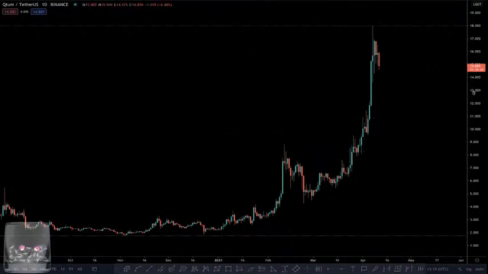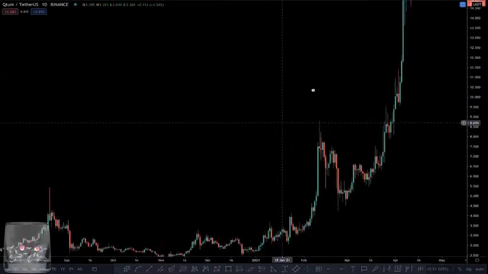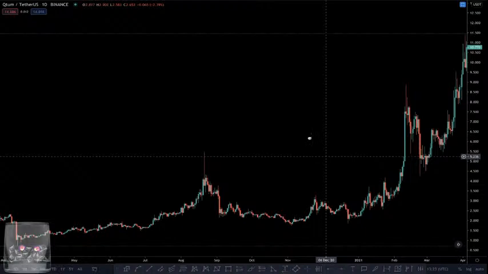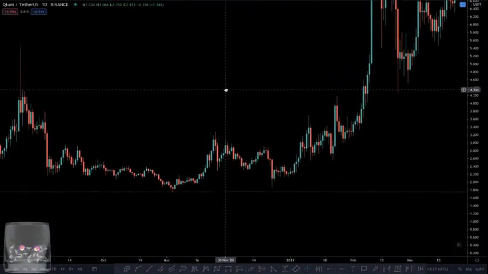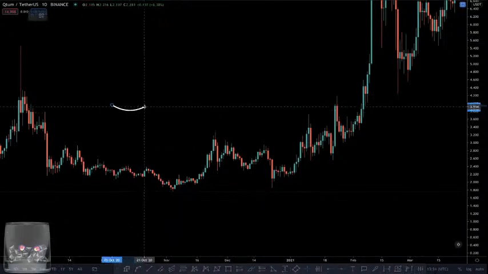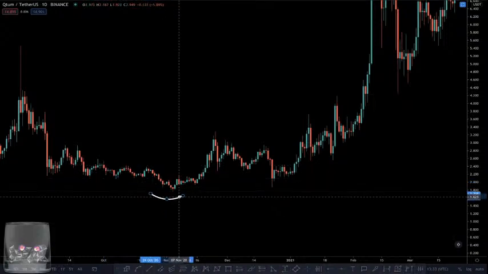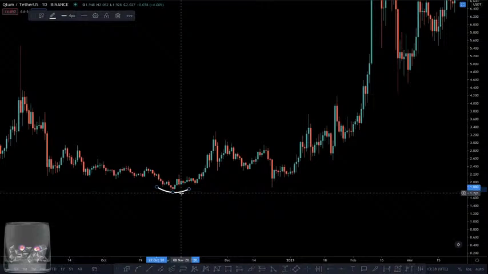QTUM request in the chat. Cute 'em. Let's see what happened here on QTUM. We didn't paint anything here for a while. Okay, kind of similar thing on OMG. The reason these probably weren't in the alts setup as some of the other ones were is because these ones weren't as defined in their structure.